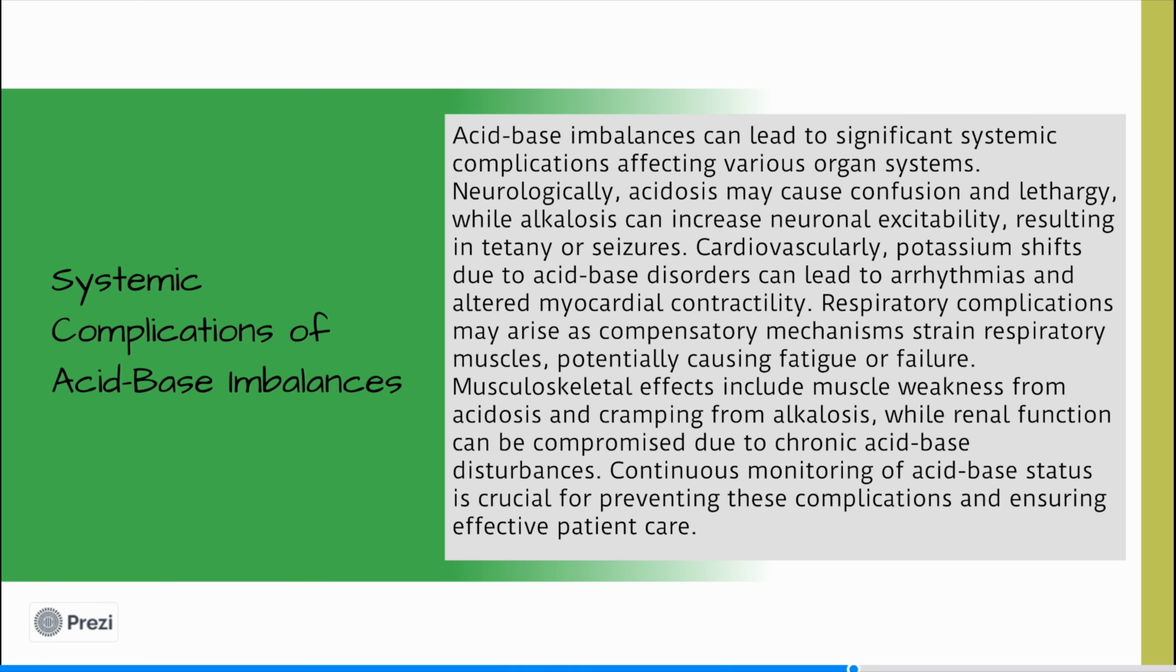Acid-base disturbances can affect multiple organ systems, as I already mentioned in the beginning. Neurologically, acidosis may cause confusion and lethargy, while alkalosis increases neurological excitability, leading to tetany or seizures. Cardiovascularly, potassium shifts can cause arrhythmias and alter myocardial contractility. Respiratory compensation may strain muscles, causing fatigue or respiratory failure.